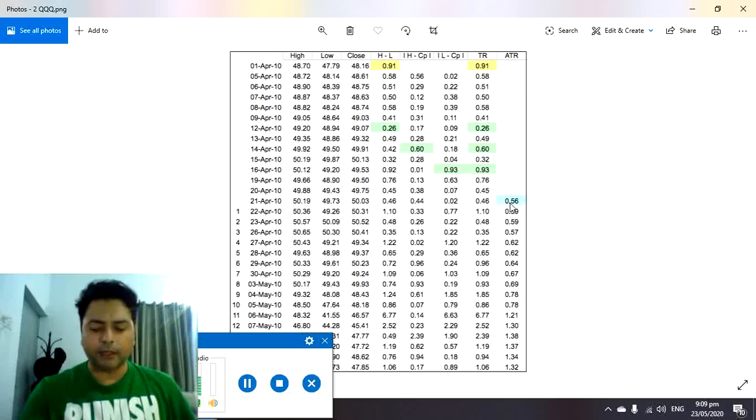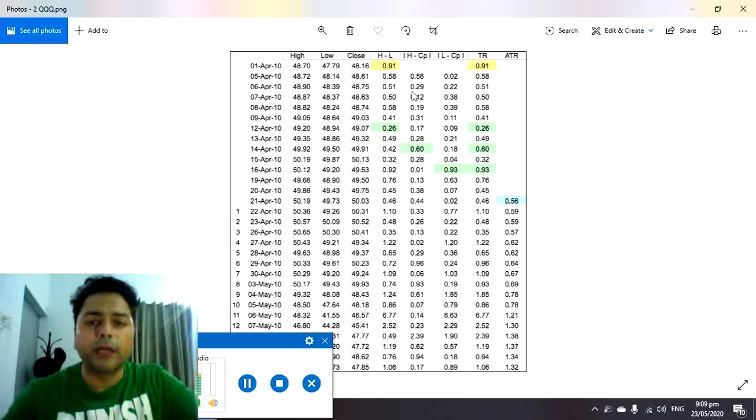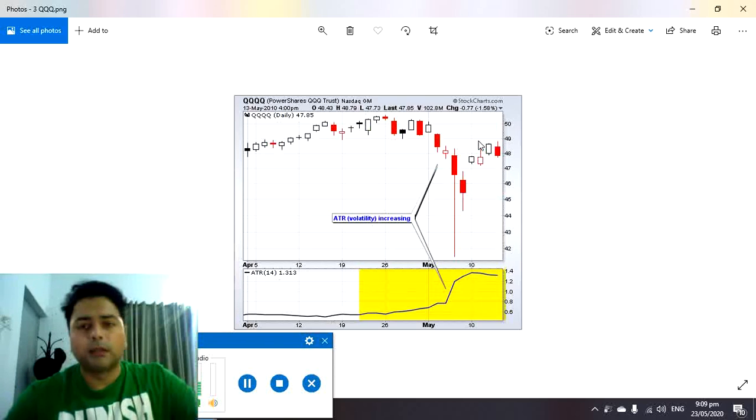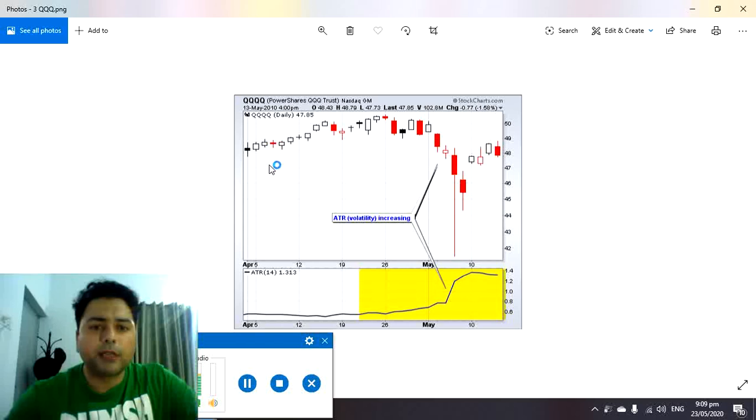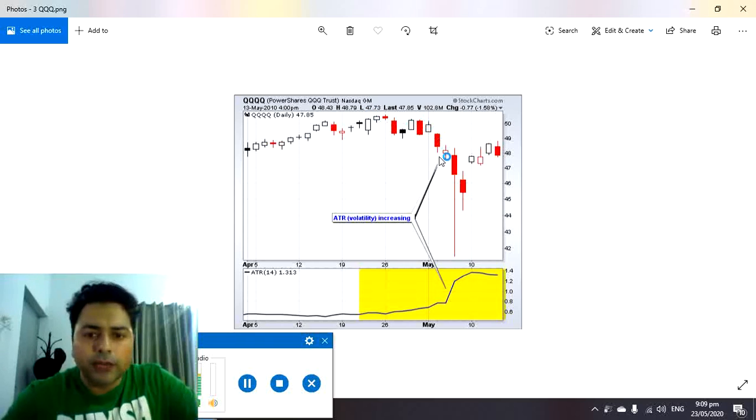Now the formula for calculating ATR is: current ATR is equal to the prior ATR times 13 plus the current true range, divided by 14. Now, as you can see from this price chart of PowerShares triple Q trust, as soon as the candlesticks start moving up in high volatility, the ATR also starts rising, moving from 0.6 to 0.8.